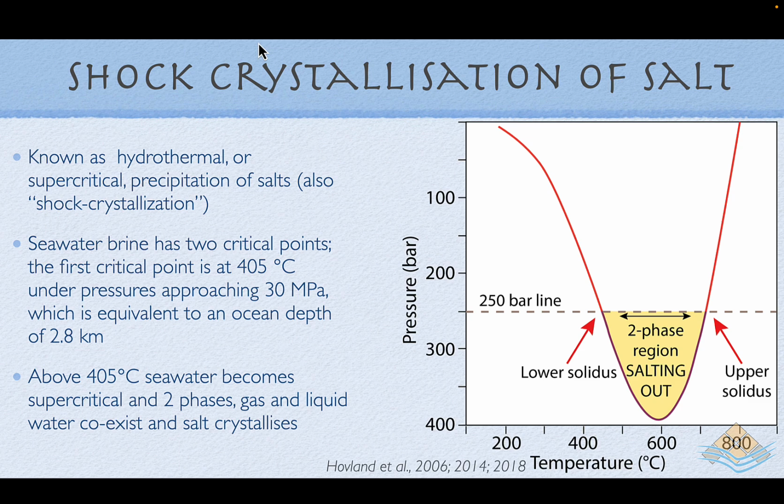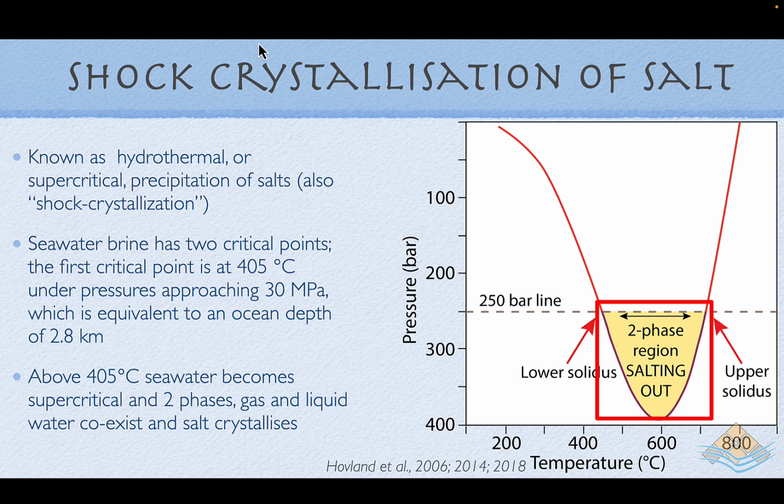Once we obtain that supercritical phase, previously dissolved components, which in seawater are dominated by sodium and chlorine and also by sodium and sulphate, precipitate out in a process known as shock crystallization, where they form ultrafine particles of salt in our supercritical phase. A seawater brine, as it evolves, has two critical points. It attains its first one at around 405 degrees centigrade under pressures of about 30 megapascals, which is equivalent to a water depth on the seafloor of about 2.8 kilometers in terms of pressure.